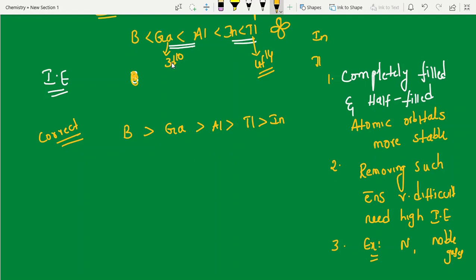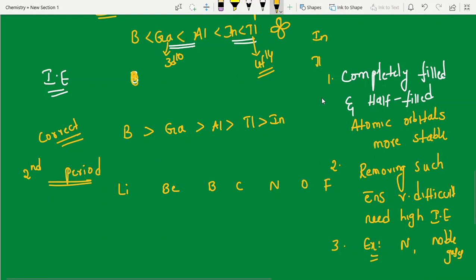A detailed explanation of the screening effect is in the atomic radius video I have uploaded. So next, 4f14. This is a completely filled electronic configuration. This is also completely filled. Wherever completely filled electronic configurations are there, they are more stable, and removing such electrons needs more ionization energy. That's why this is the actual trend. Clear, students? Now next case, second period elements. Second period elements, we have to focus more. See, lithium, beryllium, boron, carbon, nitrogen, oxygen, fluorine. Its ionization energies.